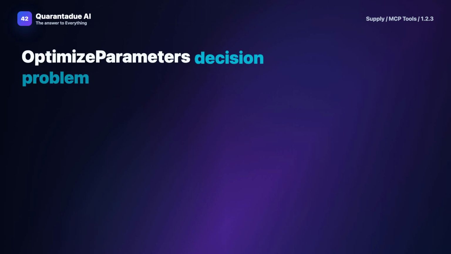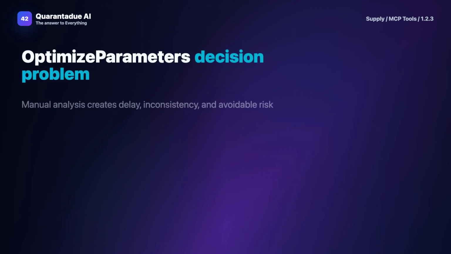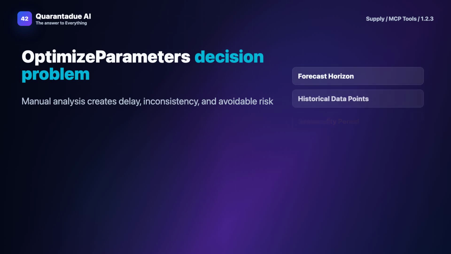However, these models rely on hyperparameters, settings like alpha for level, beta for trend, and gamma for seasonality. Tuning these manually is not just tedious, it's an art form that requires deep experience. And even with experience, human bias and fatigue can lead to suboptimal choices.